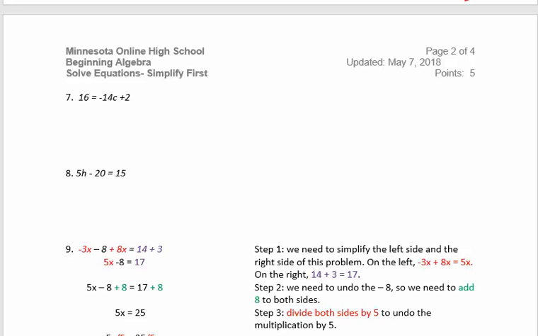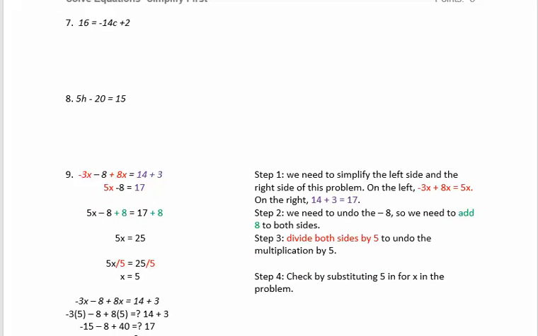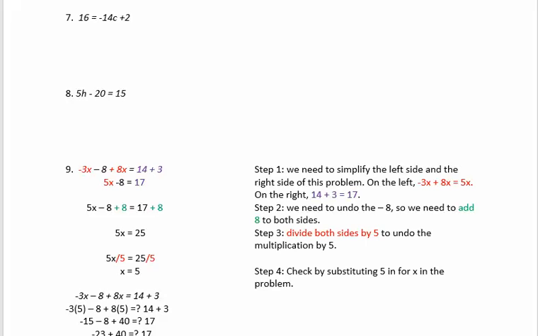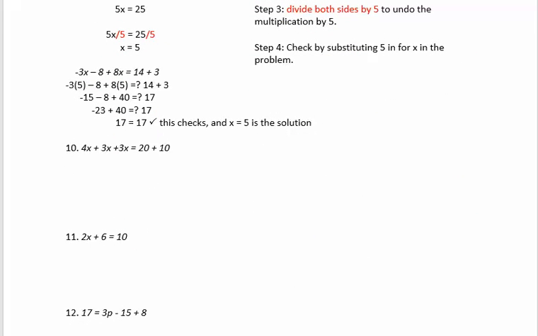And I did number 9 all worked out again, so you can look at the steps on that one to see how you do a similar problem. Now on number 10, you have to simplify both sides of the equation, but you'll find that on the left side, these are all like terms, and on the right side, 20 plus 10 is just 30. So this simplifies very quickly, and it is not going to be a very long one once you get that done.